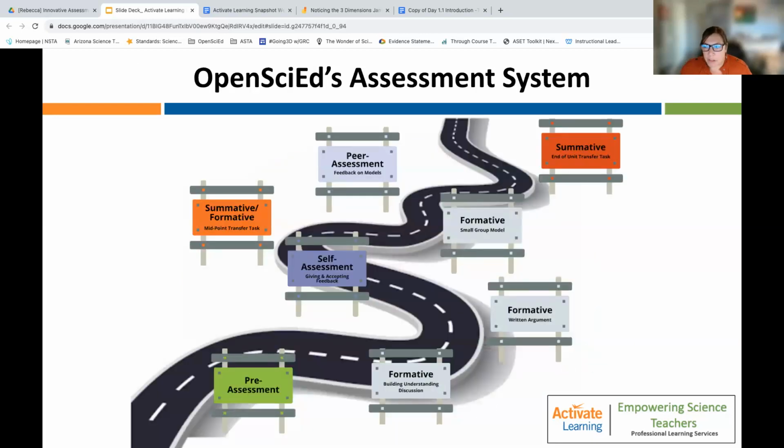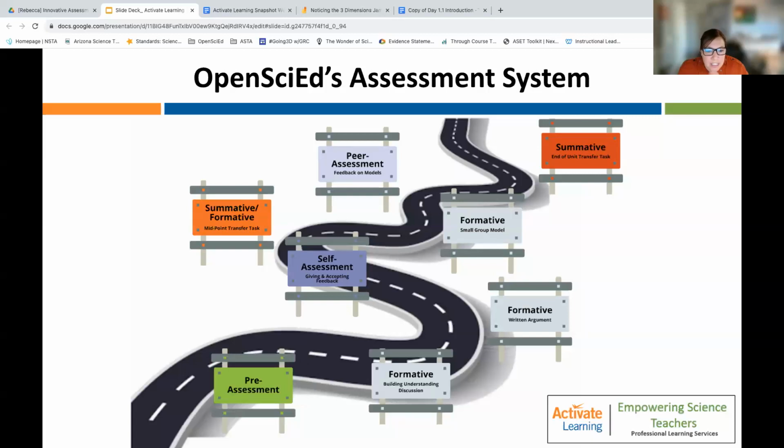So let's go a little bit further. Here is a look at OpenSciEd's assessment system. So the OpenSciEd approach to assessment is designed to support student learning and built into those instructional sequences of each unit. So let's go a little bit more. Let's take a look at this roadmap. To that end, OpenSciEd has actually developed an assessment system that elicits the development of students' thinking and reasoning across the 3 dimensions and uses multiple kinds of assessment.